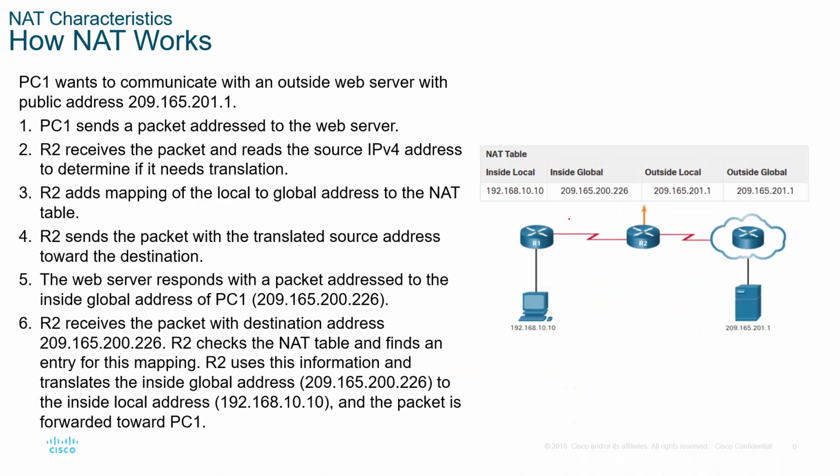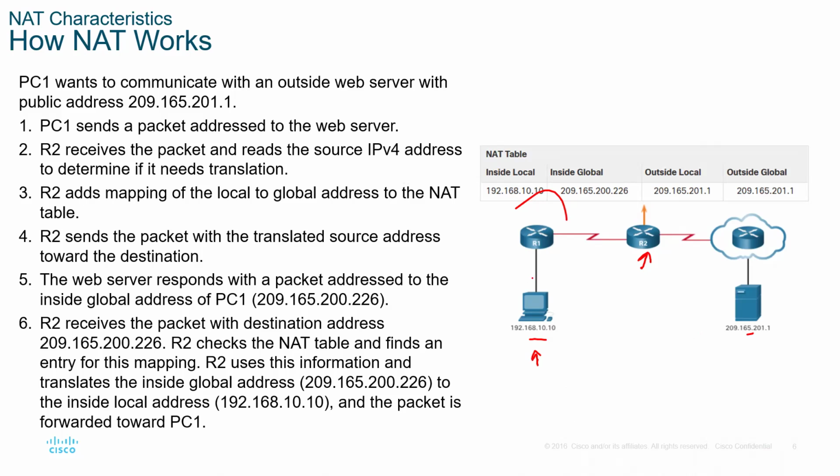How NAT works. We're going to explain how this works by looking at this PC with the private IP address. This is our server with the public IP address. This is our NAT-enabled router. This is our stub network. Step number one, PC sends the packet addressed to the web server. So if PC1 is sending a packet addressed to the web server, take note of what the destination and the source addresses will look like.